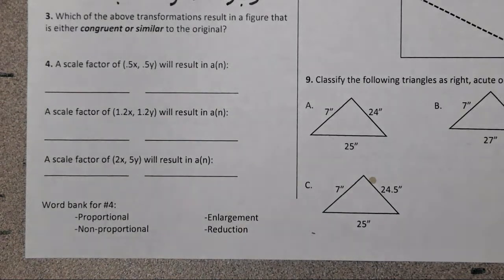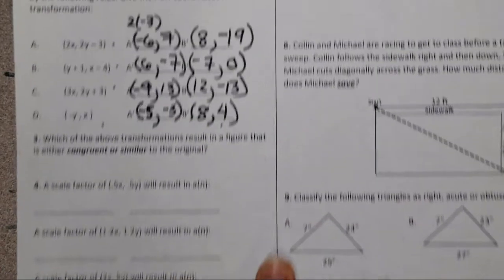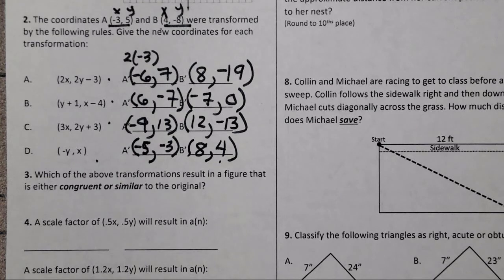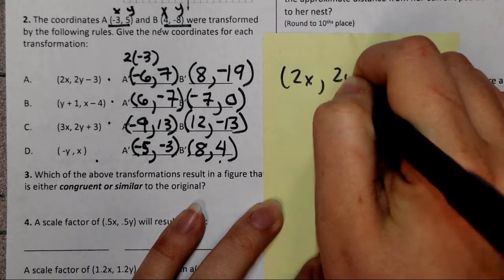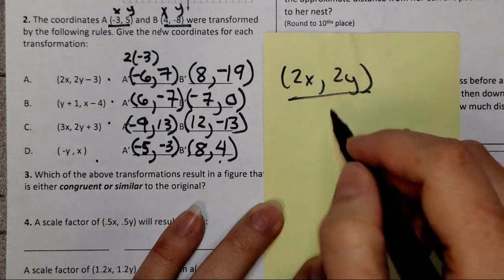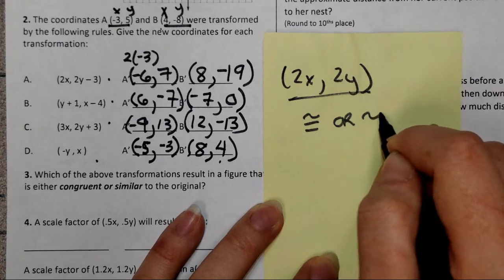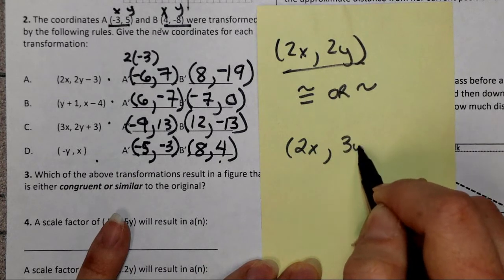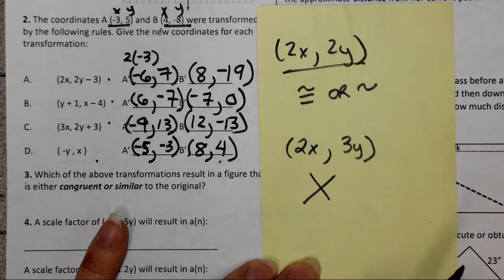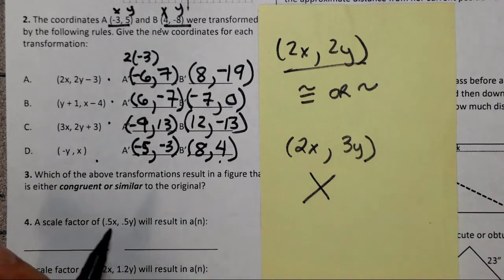Alright, so number 3. It says, which of the above transformations, so that's referring to this one, would result in a figure that is either congruent or similar to the original? So what this is basically trying to ask you, if you have a dilation and both things get multiplied by the same scale factor, that's proportional, which means it's either congruent or similar, okay? If it's multiplied by different things, then it's no longer proportional because you didn't keep the same shape.